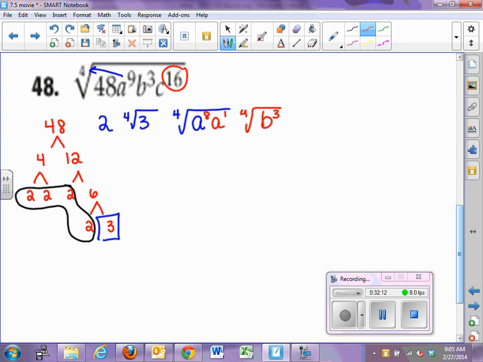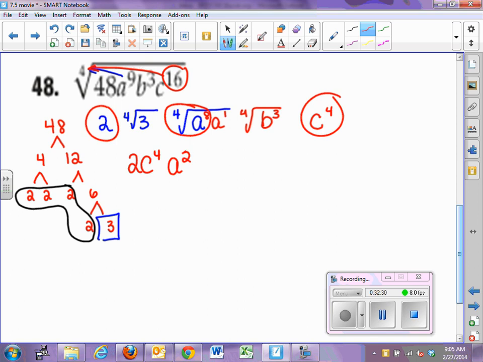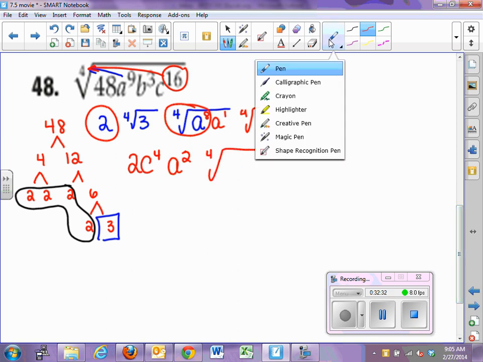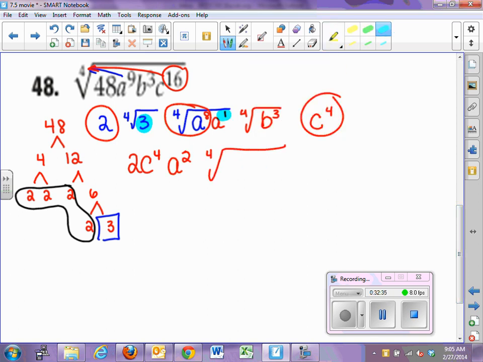And then what about this? 16 divided by 4 is 4, so c to the fourth. Now I don't have a radical there. I took it out. So what I have so far is 2c to the fourth. This turned out to be a squared. So I'm left with the fourth root of 3ab cubed. I would write it in alphabetical order, changing the a and the c.